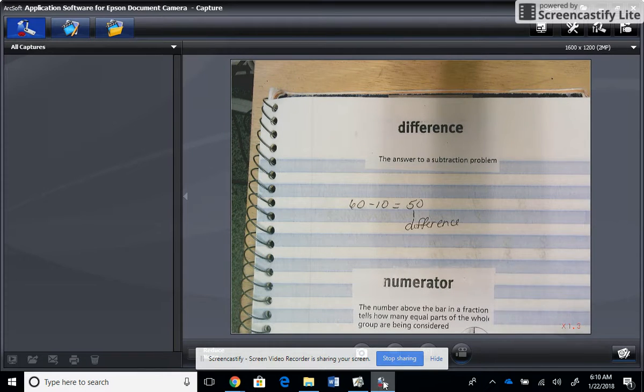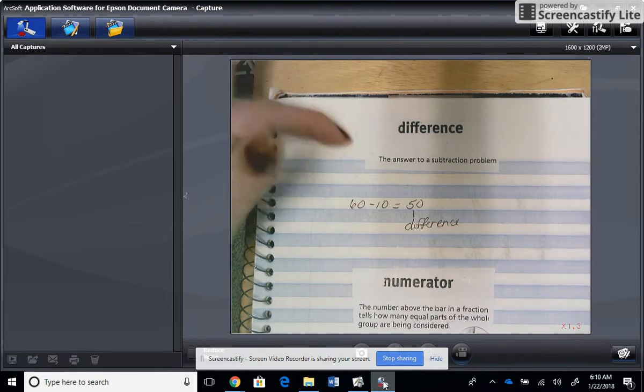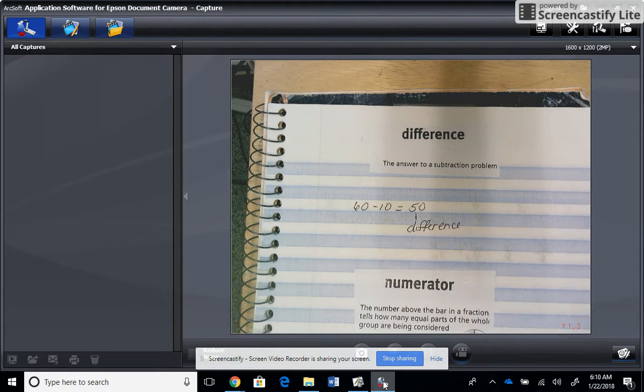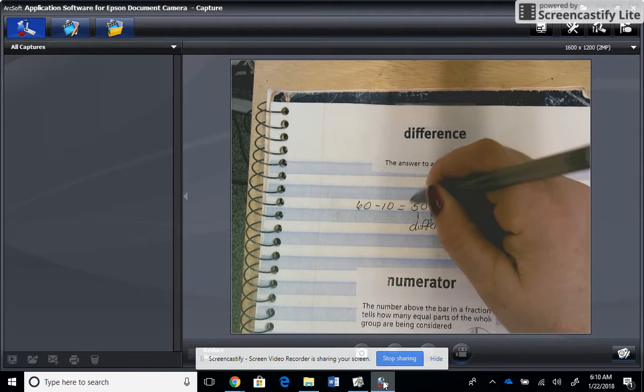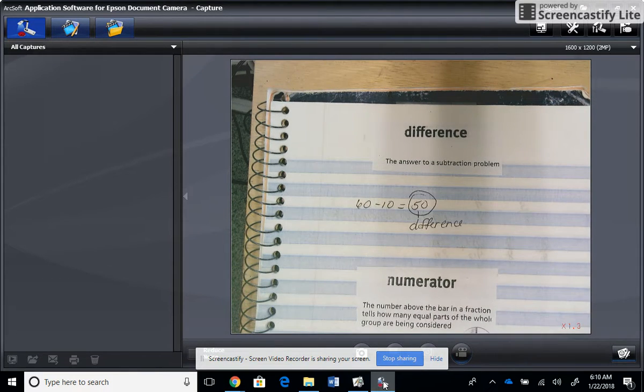All right, boys and girls, this is vocab for fractions. The first word I want you to put in is difference, the answer to a subtraction problem, and then do a subtraction problem and put the difference down.